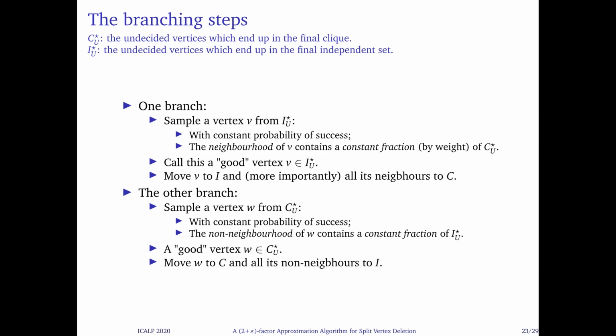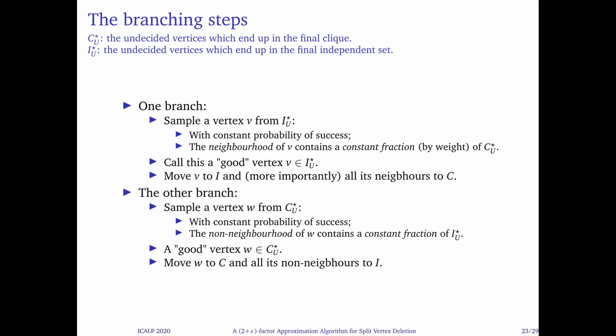Now here is how the branches work. In one branch, we sample a vertex V from I star U with constant probability of success, and we want a vertex V which belongs to I star U such that the neighborhood of V is heavy. We want the neighborhood of V to contain a constant fraction by weight of C star U.